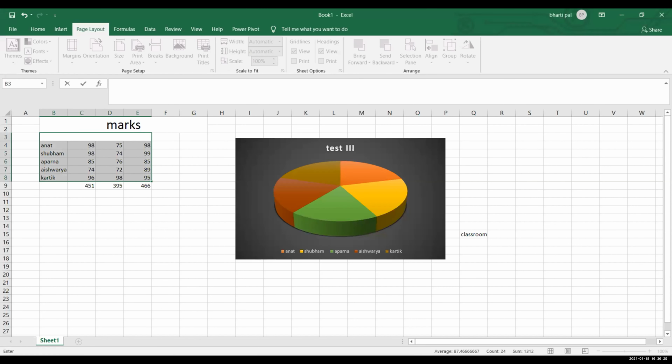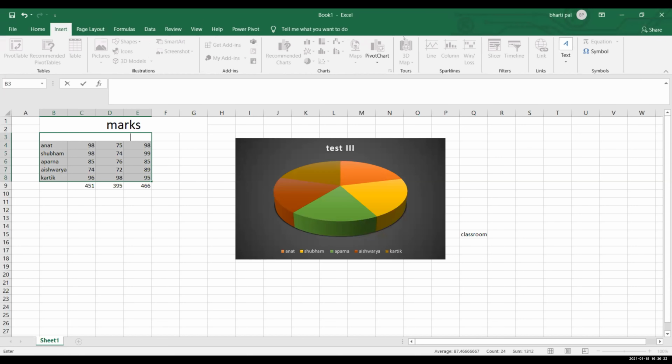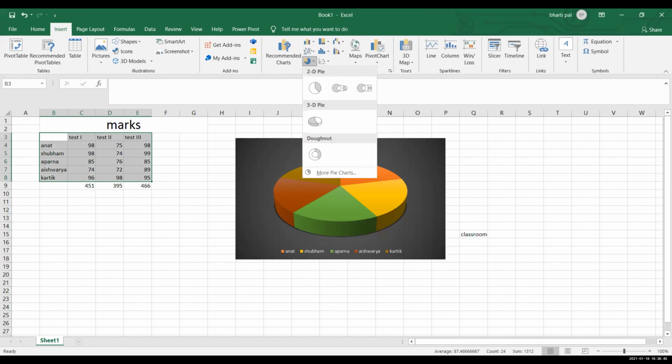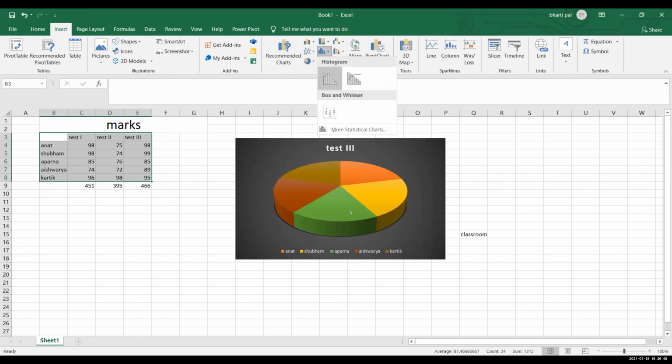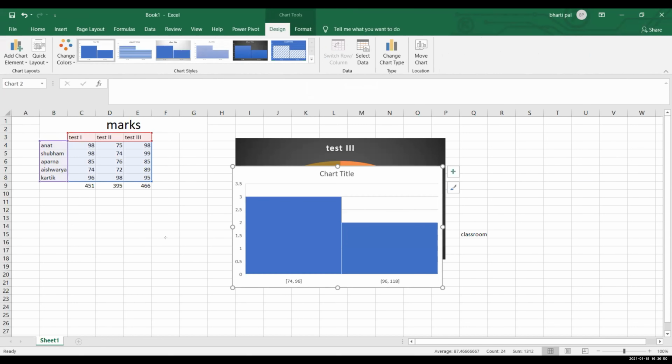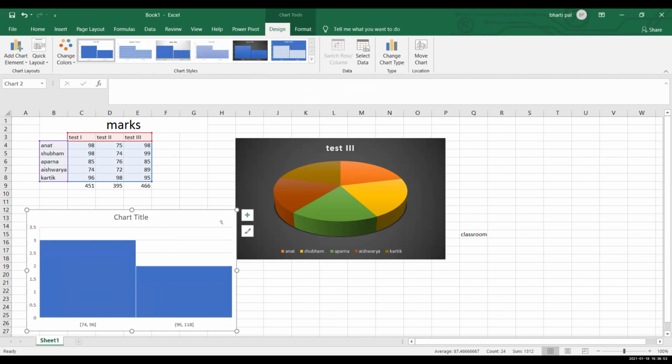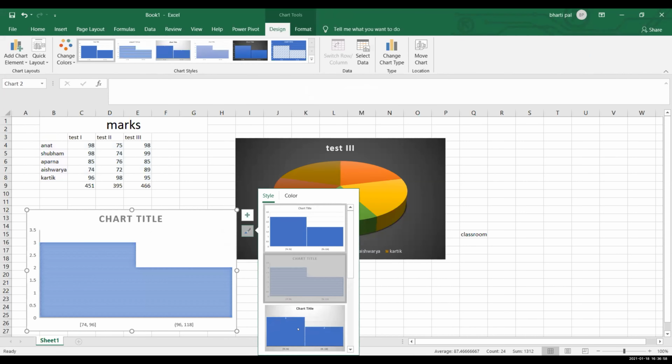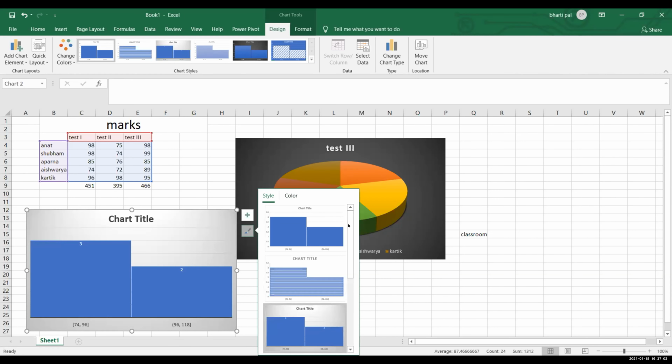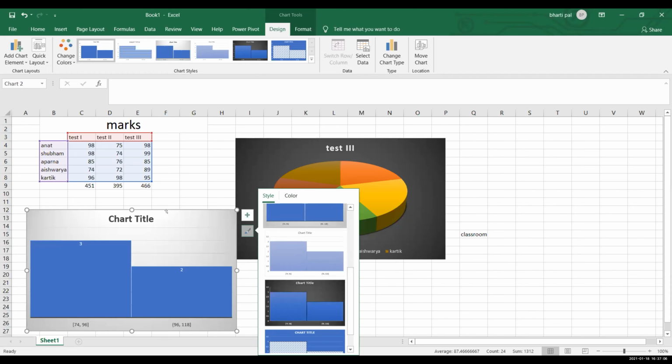After selecting data, you can press insert. Over there you can see many chart systems. Insert chart, you can insert any chart, pie chart or bar graph, any histogram like that. Just press, so it will be available on the screen, and you can change the color from here to different statistics. You can create pie chart, histogram, and every type of chart.